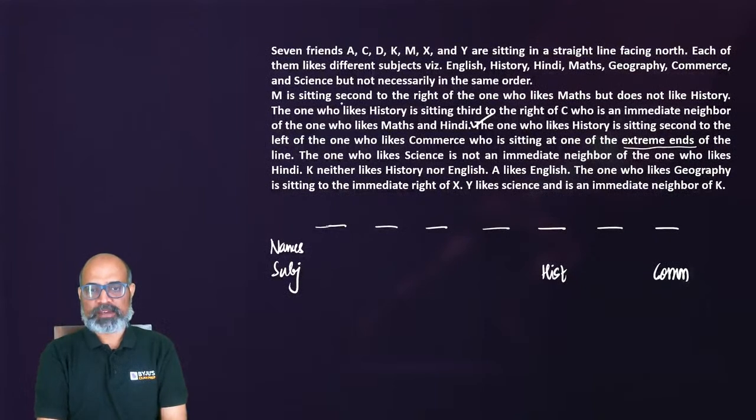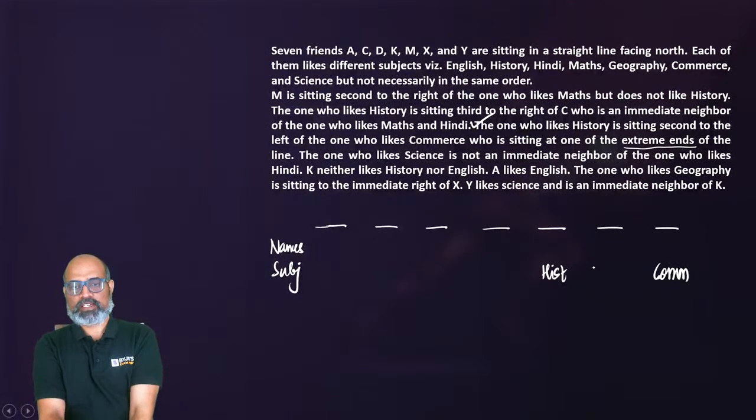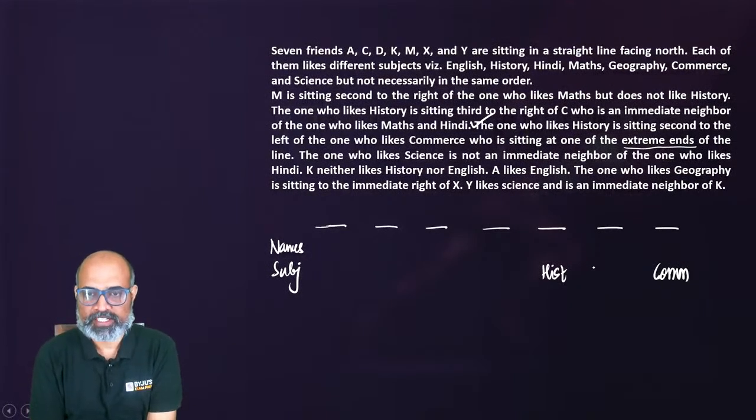The first statement is M is sitting second to the right of the one who likes maths but does not like history. So the one who likes, since there is not a comma, this refers to the first person, right?